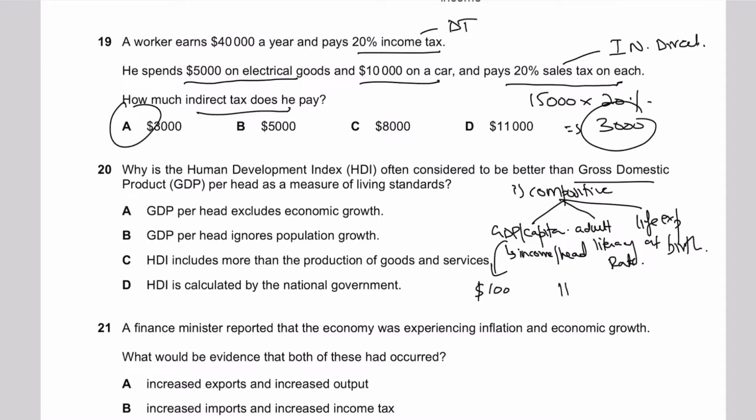The closer the HDI is to 1, let's say 0.8, 0.9, the more developed the country is. The closer the HDI is to 0, let's say 0.1 is closer to 0 than it is to 1, it means the less developed the country is. So question number 20, the answer should be C, because it includes more than the production of goods and services, such as adult literacy rate and life expectancy at birth.